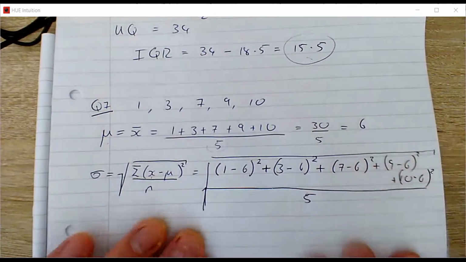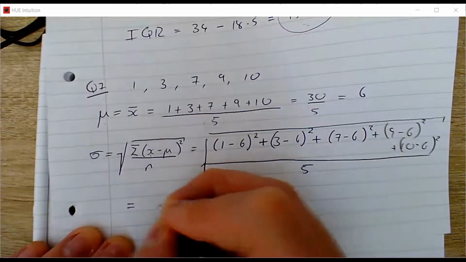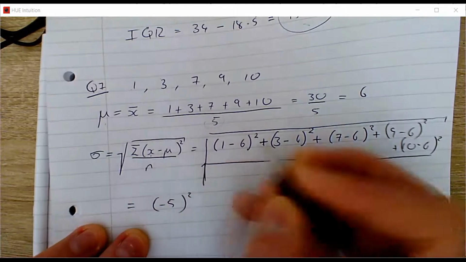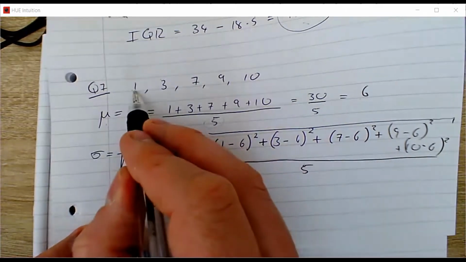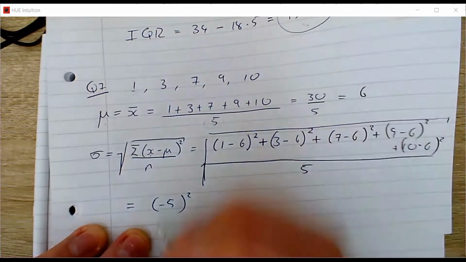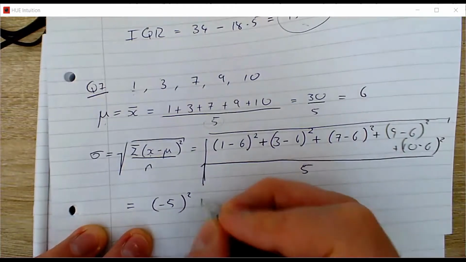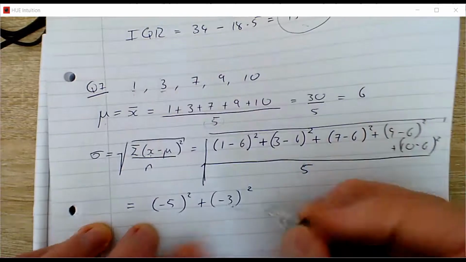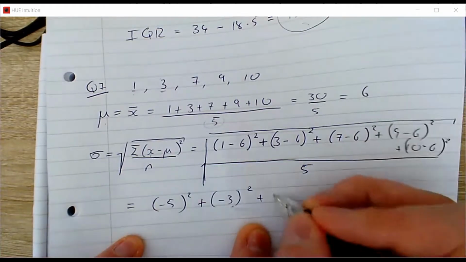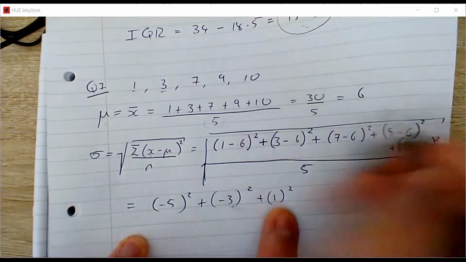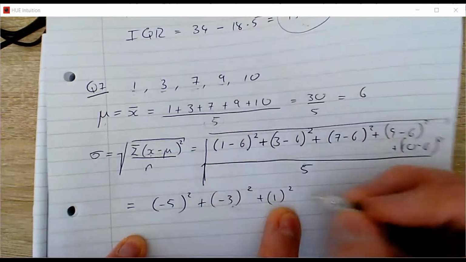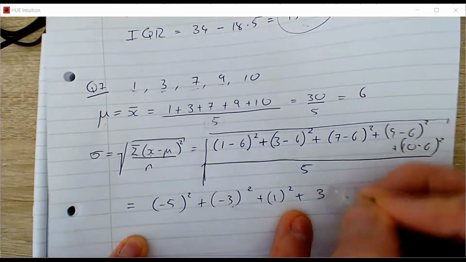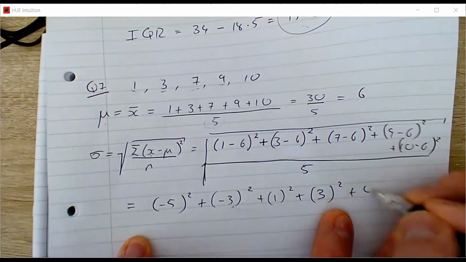Now, what are we doing here? Well, we're getting -5 squared. That's how far this number is from the average value 6. Plus -3 squared. That's how far this number is from 6. Plus 1 squared. 1 is how far this number is from 6. This is 3 from 6. So 9 take away 6 is 3 squared, plus 4 squared.